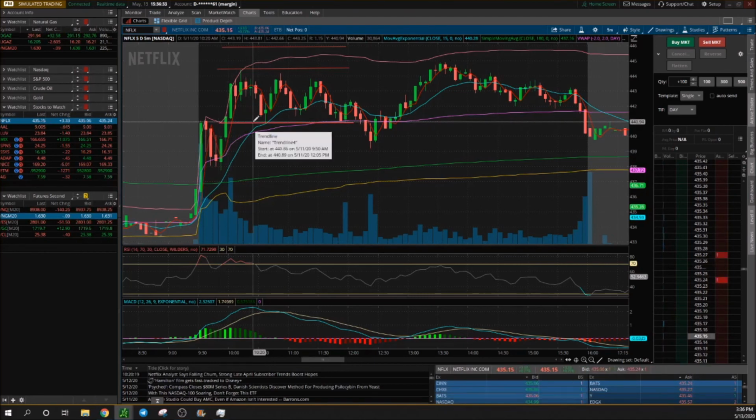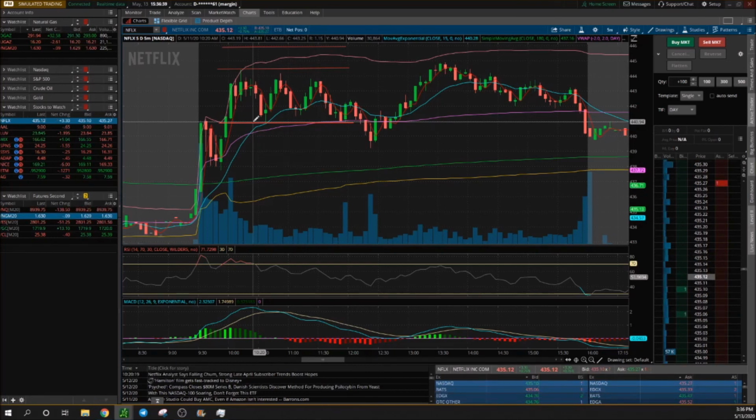I hope that this helped bring you guys some value at getting a better understanding of when to enter and when to exit a position, as well as where to set your stop loss.